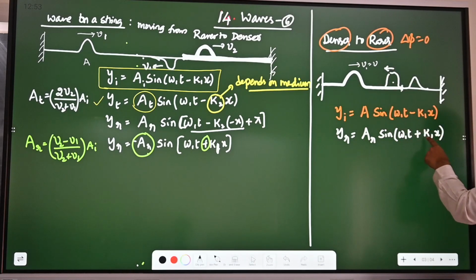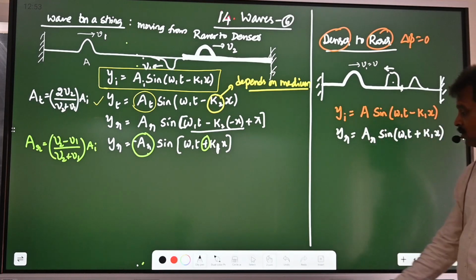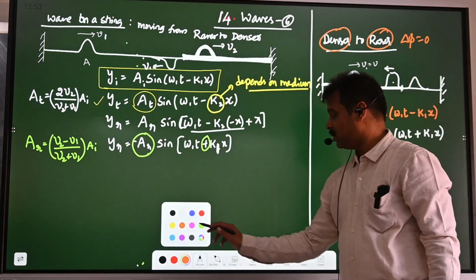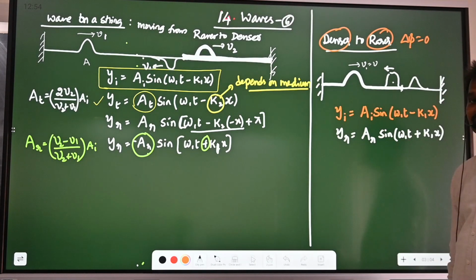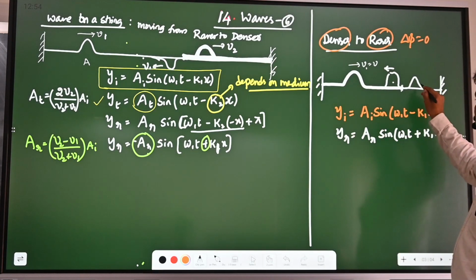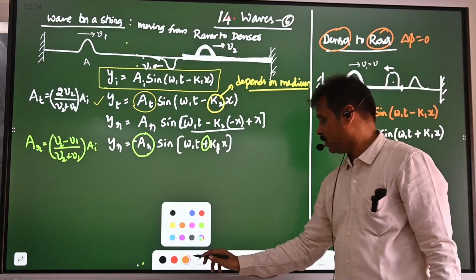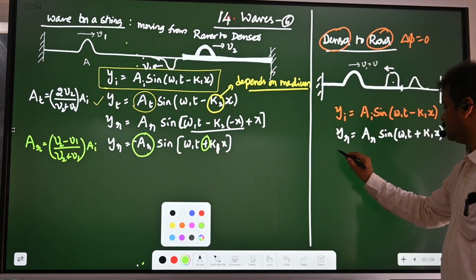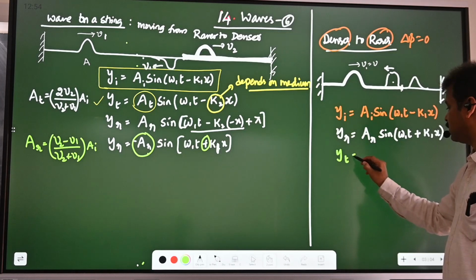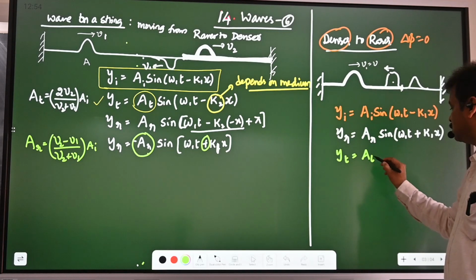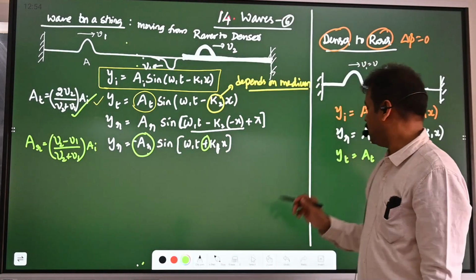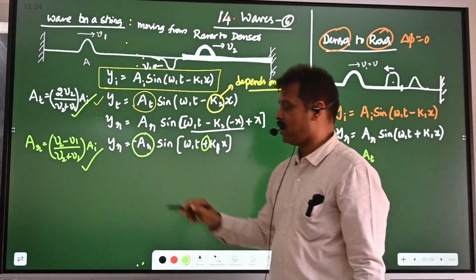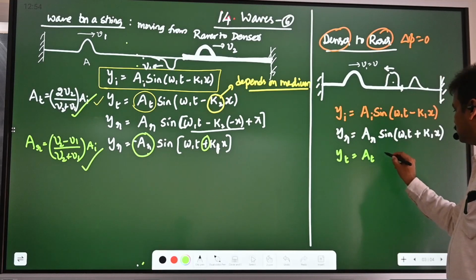Velocity. So k1x minus omega 1t, this will not change. Only the amplitude changes: the transmitted, incident and reflected waves each have a different amplitude. Now I will talk about the transmitted wave. What is the displacement of the transmitted wave? How to find A transmitted? We have this formula. How to find A reflected? We have this formula.